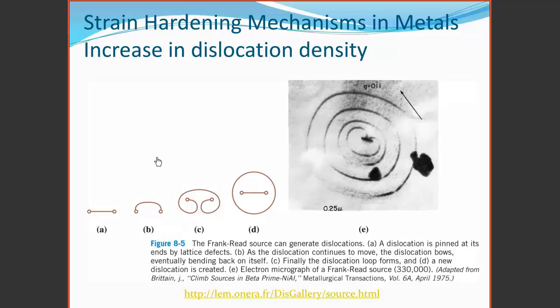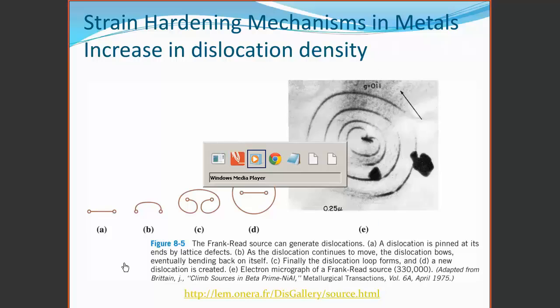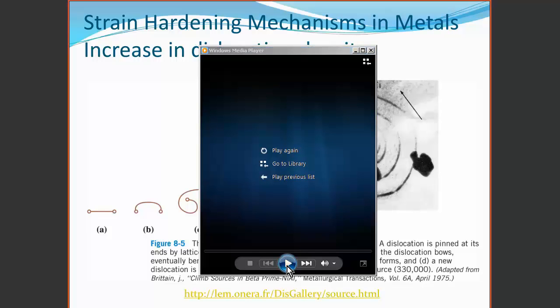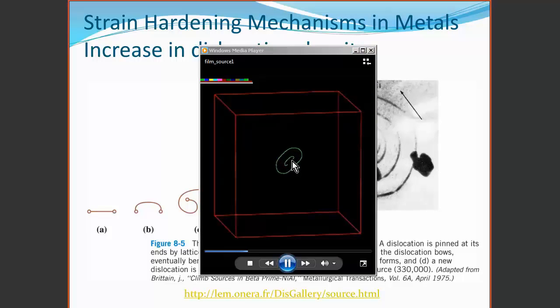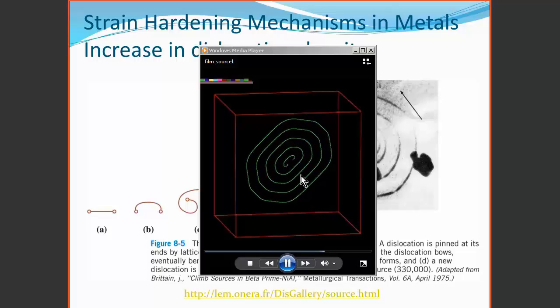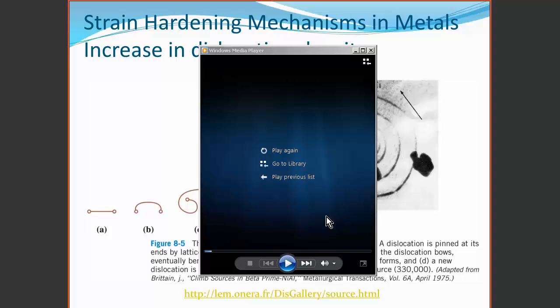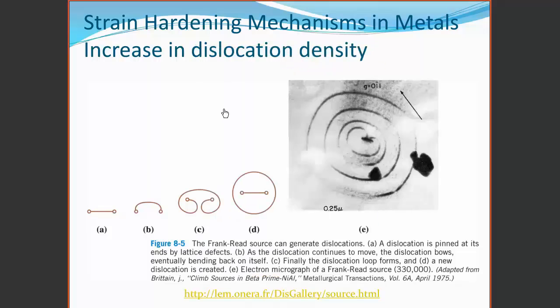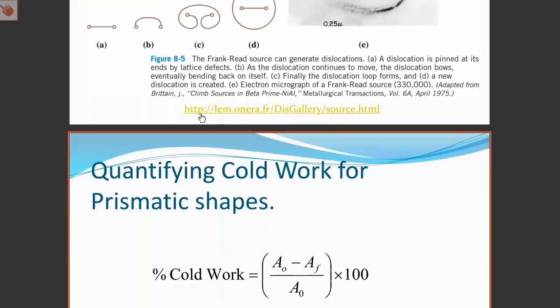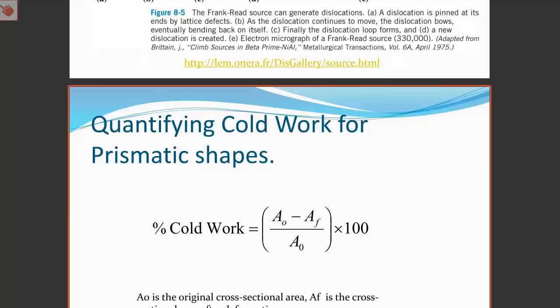I want to show you the video at the link here, which animates the Frank-Read source. You can see the dislocation getting pinned, forming loops, and then forming another loop, and the previous loop keeps radiating out. In this way, the dislocation density increases by many orders of magnitude when a strain is applied to a material.